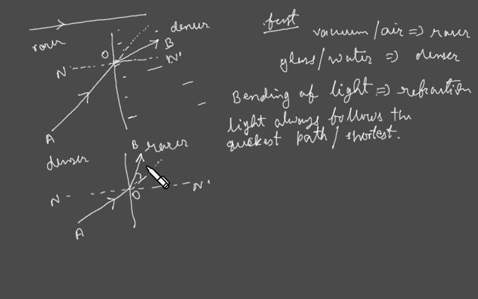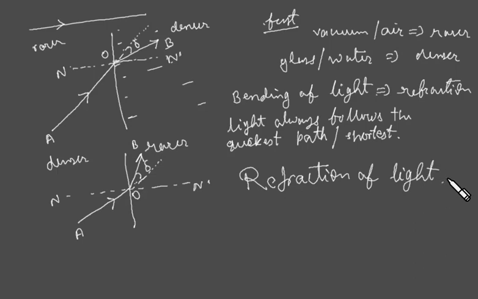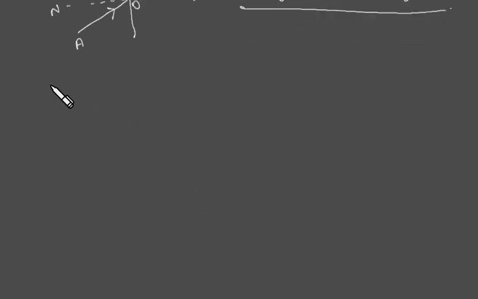of light from its original path is called the deviation of light, as we have discussed earlier. Okay, so this bending of light from its original path is called the deviation of light, and this is called the refraction of light. Now let's move on to the laws of refraction.